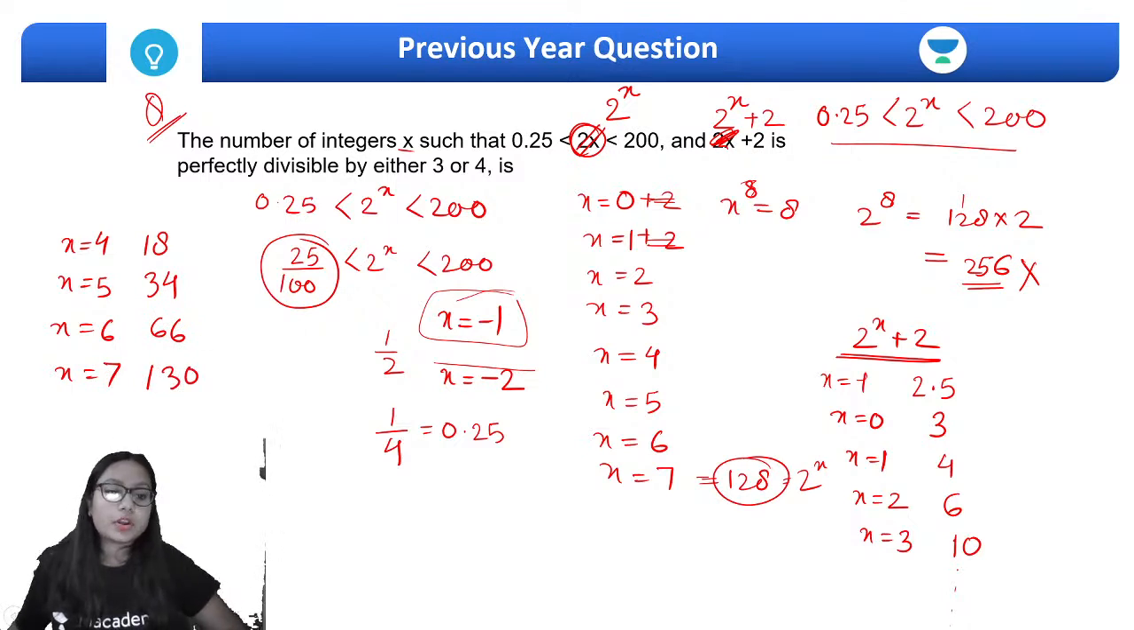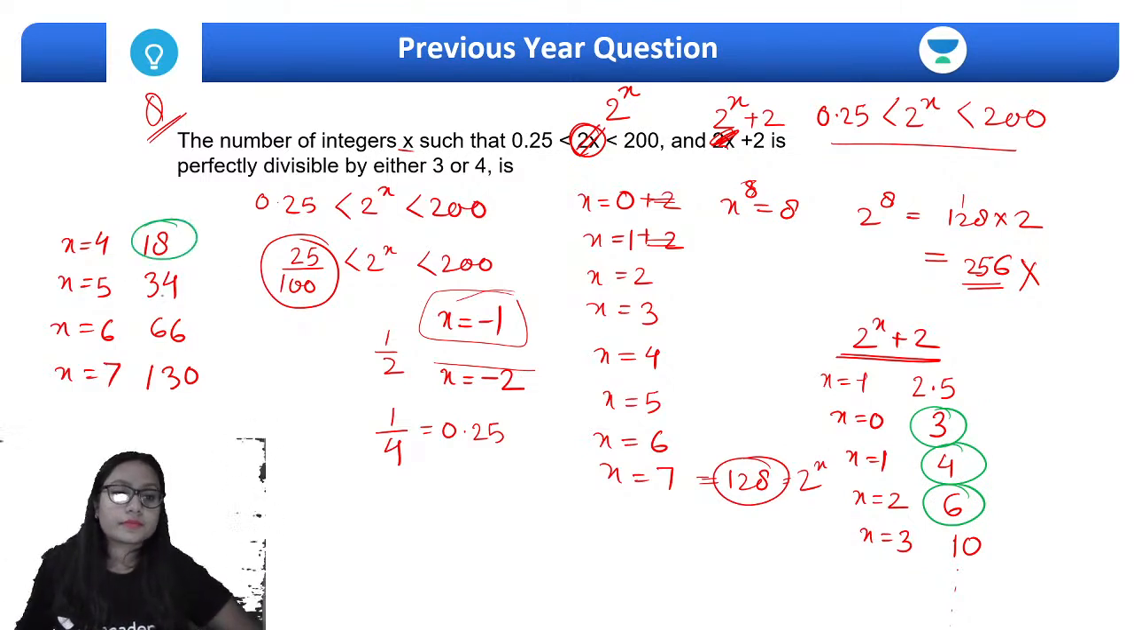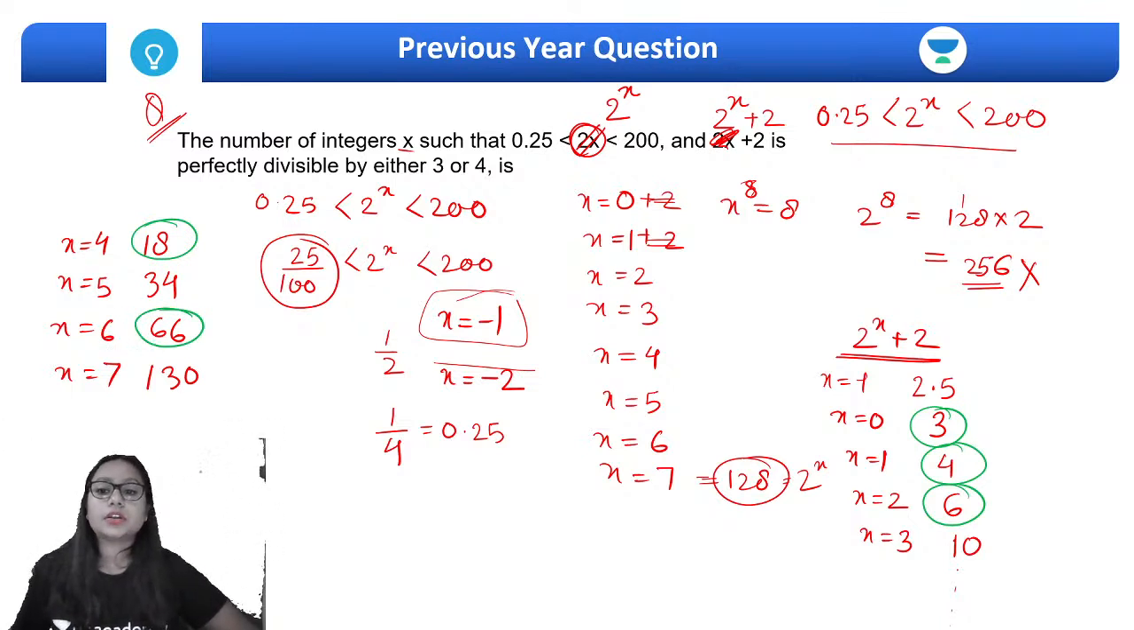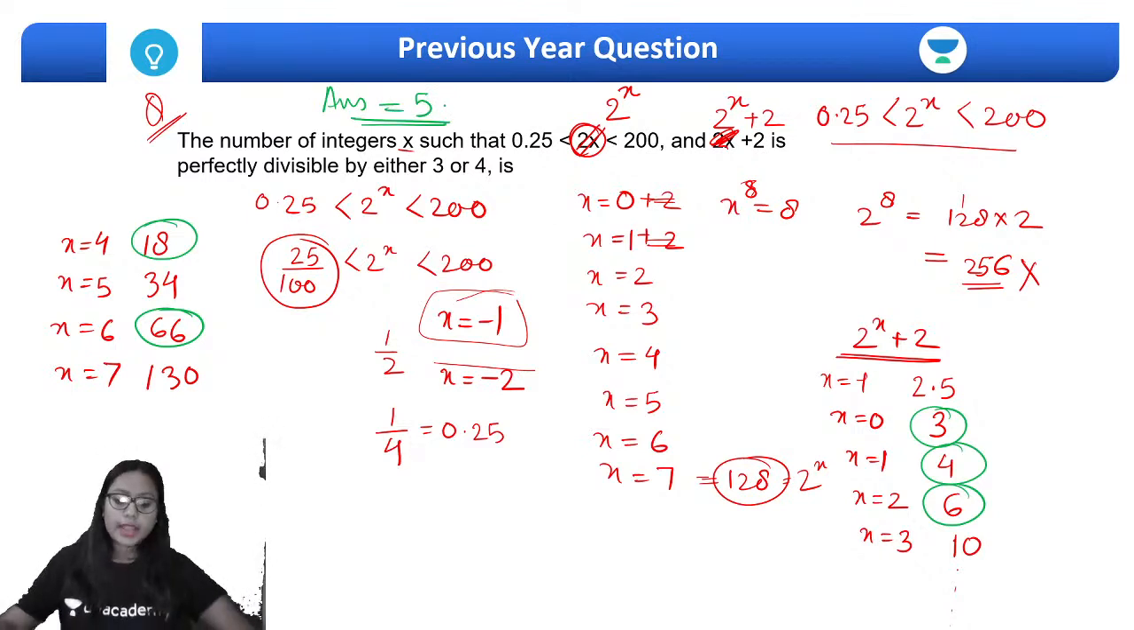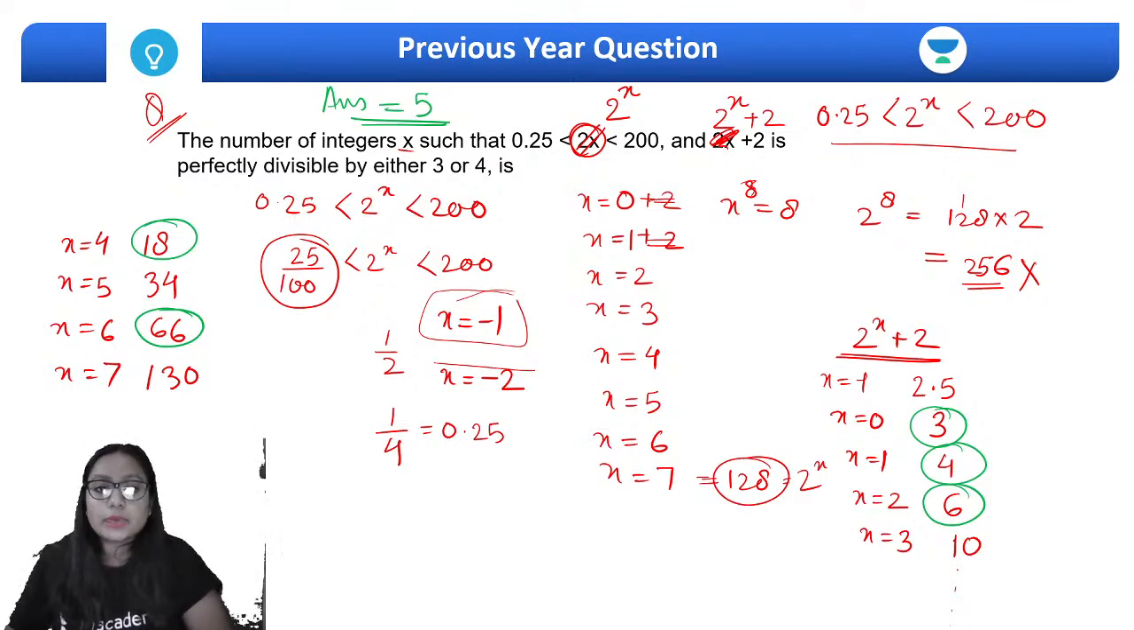Okay, so the number of values which are divisible by 3 and 4 are 1, 2, 3, 4, 5. Right? So we just have 5 values here. Hence, the correct answer to this question would be 5. I hope this question is clear. Yes, I think Shubham, this question is clear. I think you calculated one value extra by mistake.